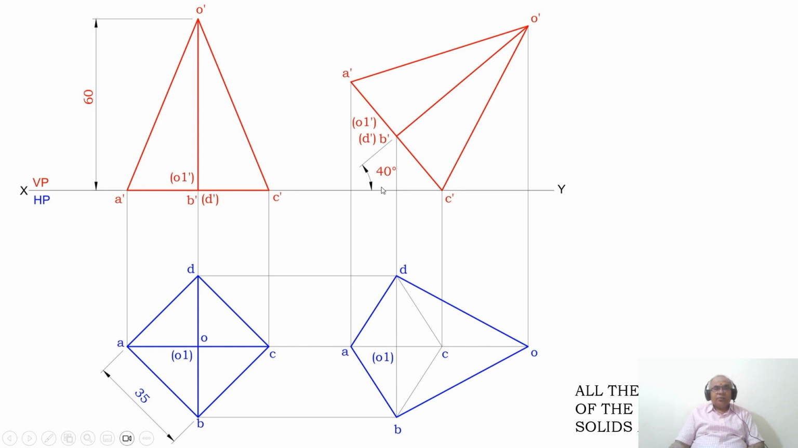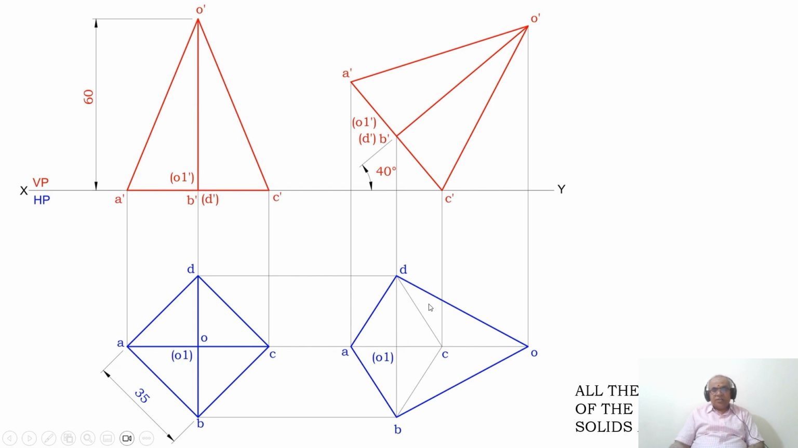Then you draw a vertical projector from B dash and D dash and extend it, and draw a horizontal projector from both D and B. Both these two lines will intersect at these two points, and you mark these points as D and B. Then join A to B, B to C, C to D, then D to A with a thin line, and then draw B to O, D to O, C to O, and A to O. So join all these points.